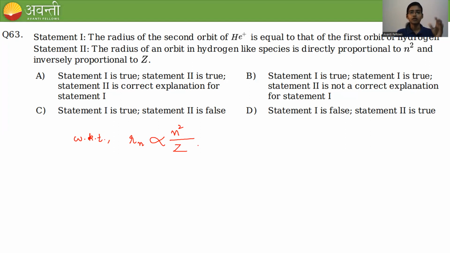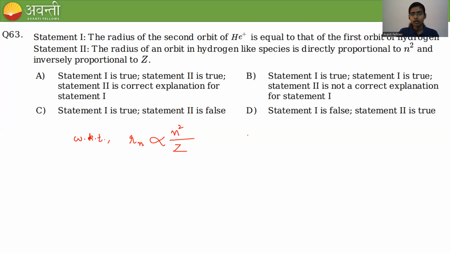N is the number of the orbit, the number of the shell, and Z is the atomic number. Okay, so this is the relation. In statement 1, they have given the radius of the second orbit of helium.